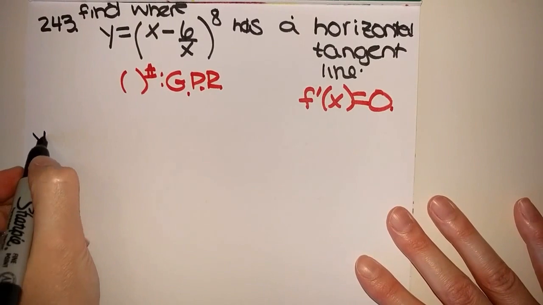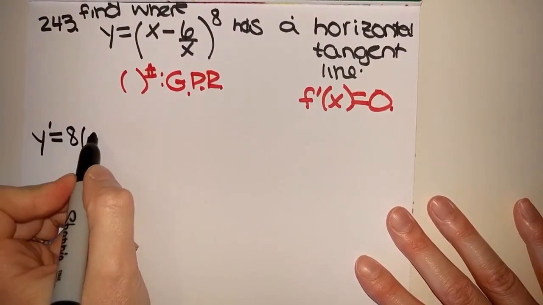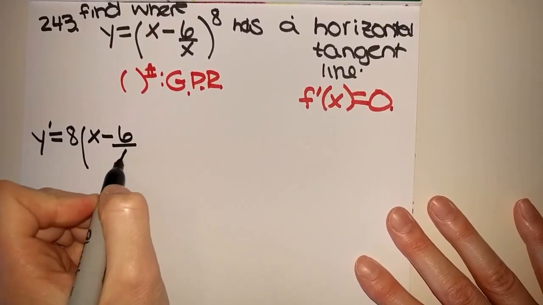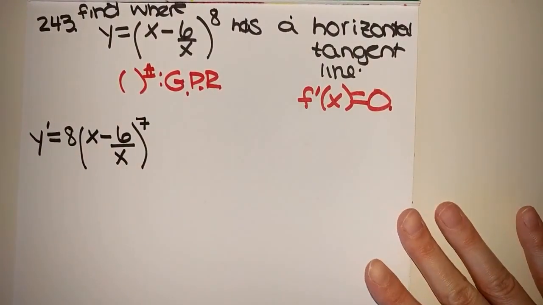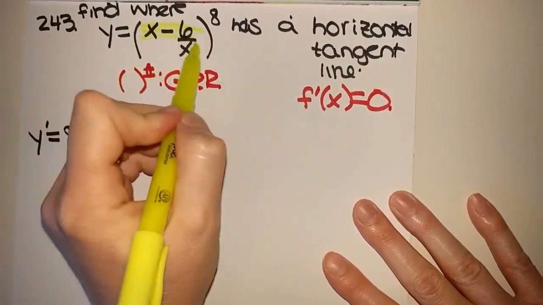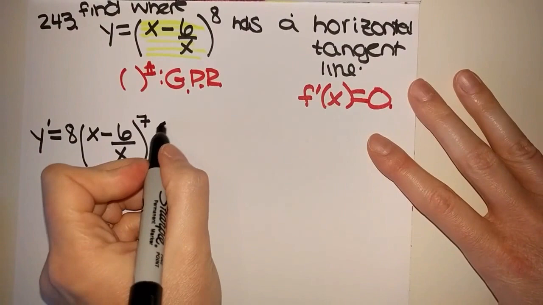All right, so here we go with the general power rule. We will have y prime is equal to 8 times (x minus 6 over x). Subtract 1 to get the 7, and then we have to multiply that by the derivative of the inner function. Now you'll notice that the x, of course, its derivative is 1.